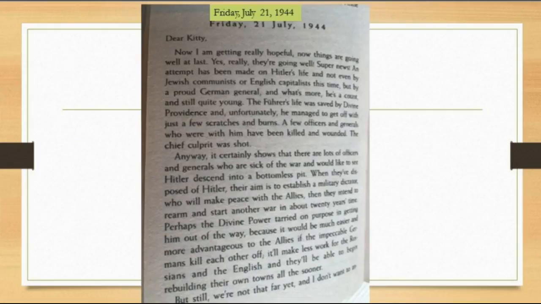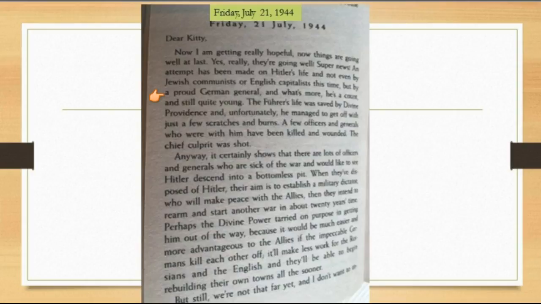Friday, July 21st, 1944. Dear Kitty, now I am getting really hopeful. Now things are going well at last. Yes, really they're going well. Super news. An attempt has been made on Hitler's life, and not even by Jewish communists or English capitalists this time, but by a proud German general. And what's more, he's a count and still quite young.